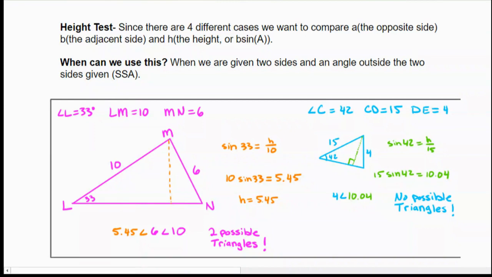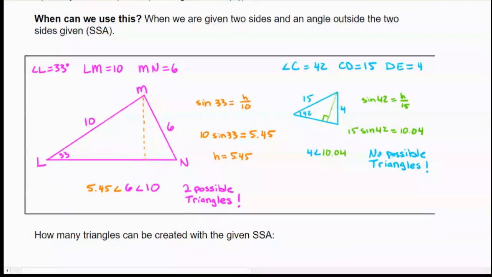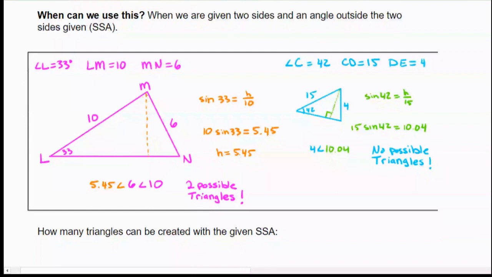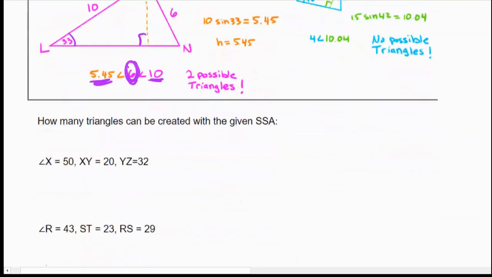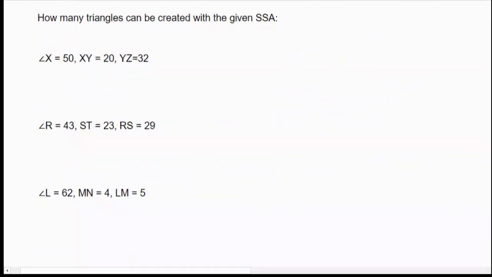Looking at these two examples, they're pretty good ones. You first have to find the height, which is in orange here on the left, using sine of 30 equals the height over 10, because we're creating a right triangle. Then we see that our height is about 5.45. Our opposite side, which is 6, is between the height we just found and the adjacent side, which tells us there are two possible triangles. So we're going to do this really quick: draw these out, sketch them, find the height, and check how many there are.